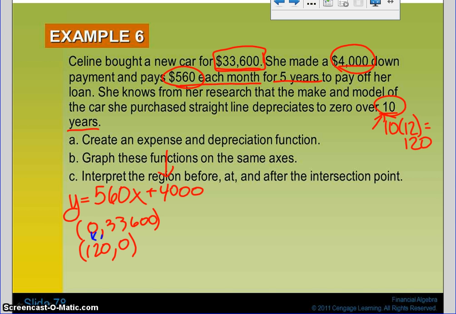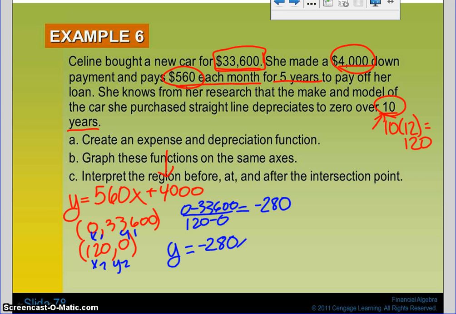Identifying my x1, y1, x2, y2, I now have 0 minus 33,600 divided by 120 minus 0. I'm going to skip a step here by rewriting it, and we're going to get negative 280 for our months. So our depreciation equation is y equals negative 280x plus 33,600.